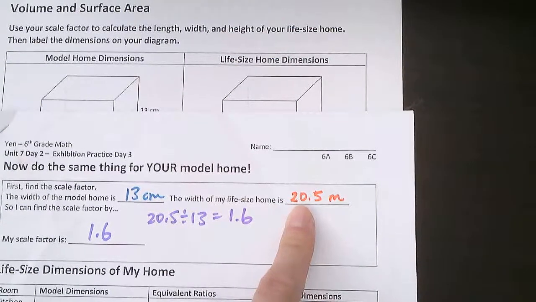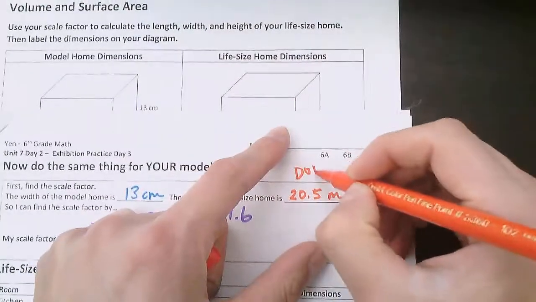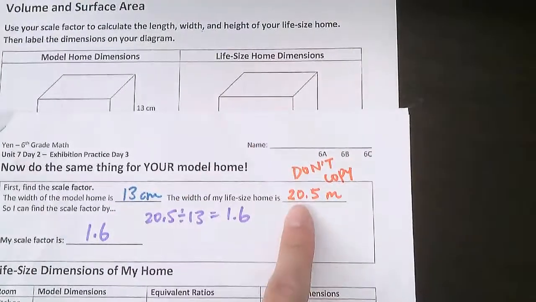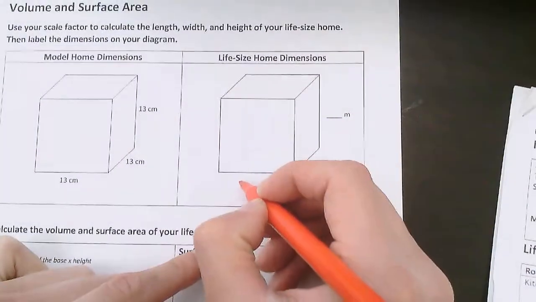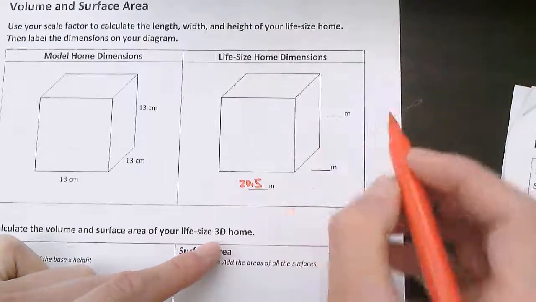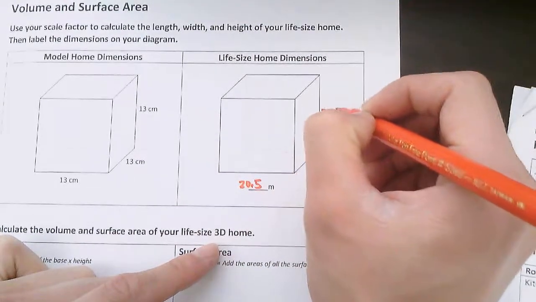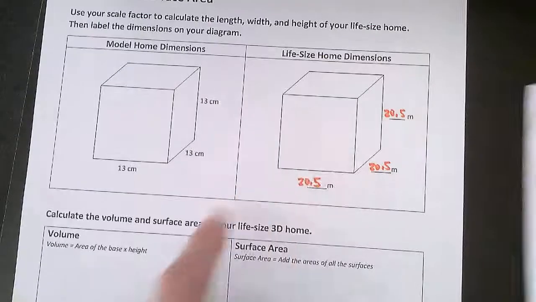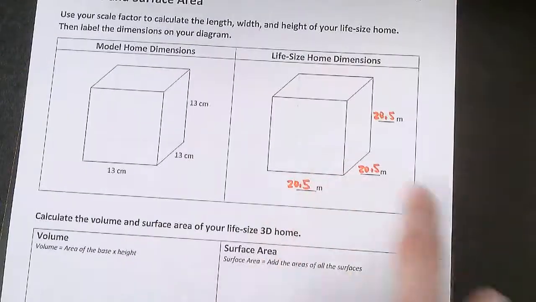So yours is probably not going to be 20.5, but this is what my example is. So don't copy this exactly unless yours is 20.5. So I would take this number, whatever's here, and I'm going to put that here. So this width is 20.5, this length is 20.5 meters, and the height is also 20.5 meters. So that's how I do that first part. Now I have my life-size dimensions of my home, this is my 3D home, all labeled.